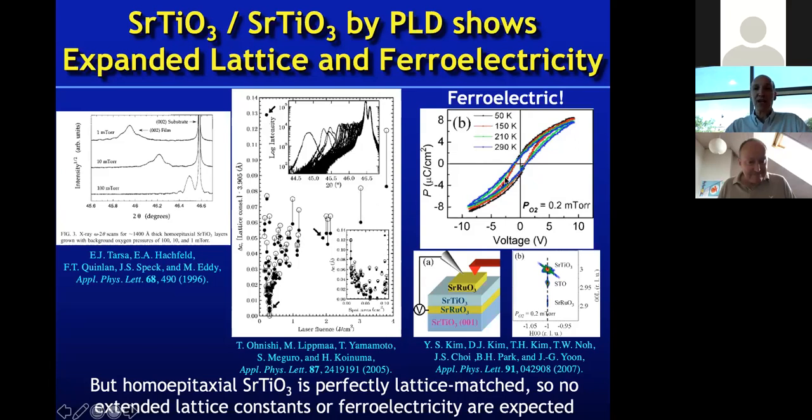Third case over here, this is again strontium titanate on top of a strontium titanate substrate. This is Taiwan Nose Group. They made metal capacitors and saw ferroelectricity. So strontium titanate is not normally a ferroelectric, not when unstrained, but you can see that they see ferroelectricity. So something definitely happens. So just because you have a strontium titanate film doesn't mean that it has intrinsic properties. So it's good to do control experiments and keep your eyes open.